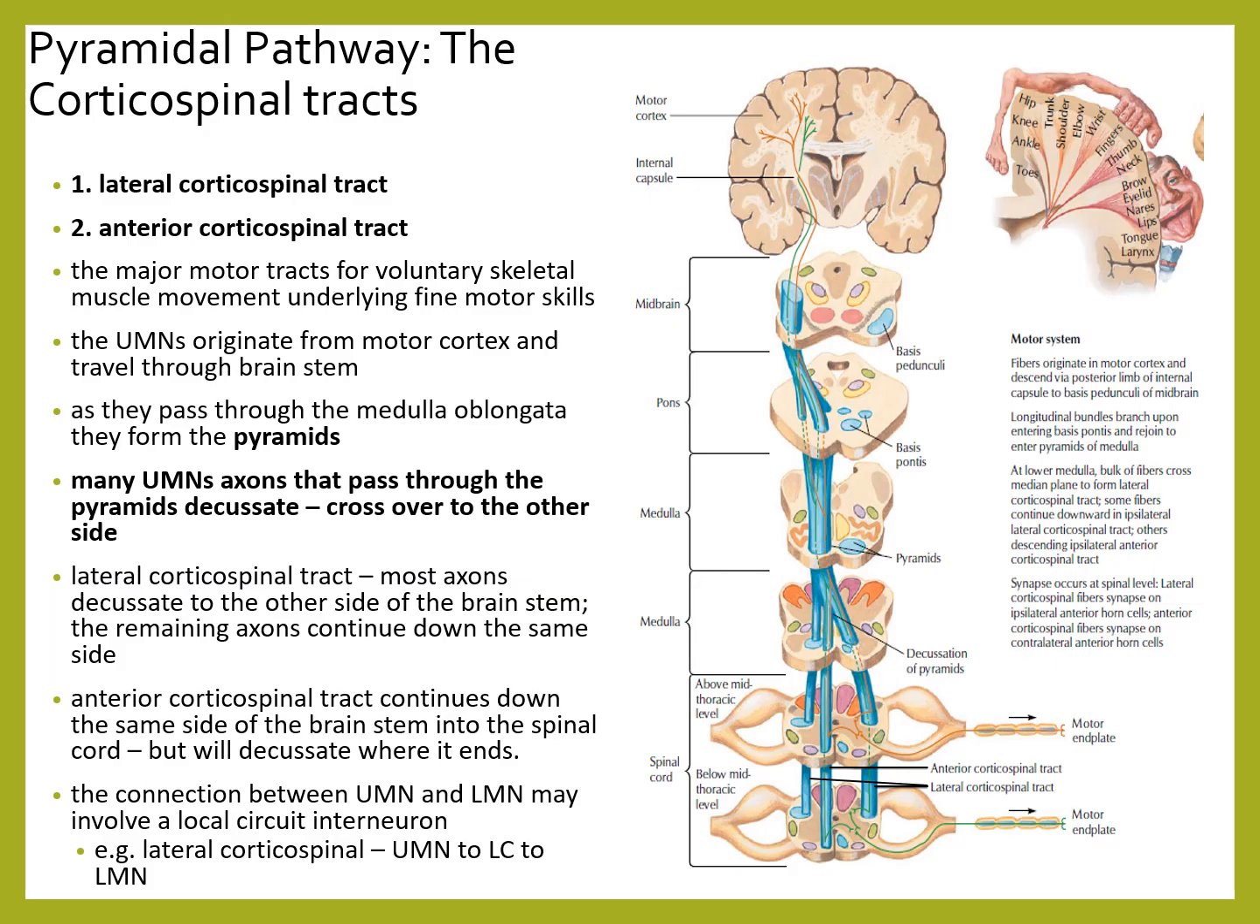The connection between the upper motor neuron and the lower motor neuron is going to happen in the ventral gray horn of our spinal cord. It could be a direct connection from upper motor neuron to lower motor neuron, or it could be an indirect connection from upper motor neuron to local circuit neuron to lower motor neuron. As a matter of fact, most of the lateral corticospinal upper motor neurons indirectly connect to their lower motor neuron partners using a local circuit.